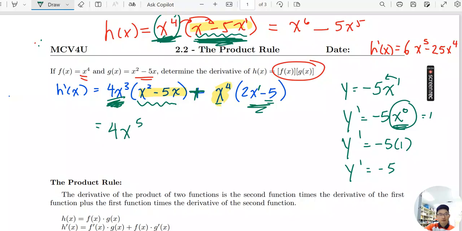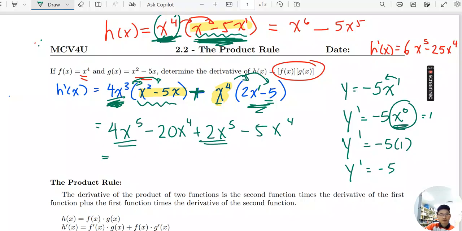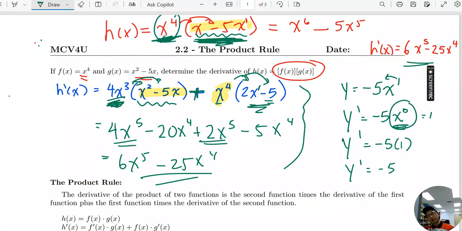Once you're there, if you were to simplify this now, multiply that in, I'll get 4x^5 minus 20x^4 plus 2x^5 minus 5x^4. We'll get 4x^5 plus 2x^5 is 6x^5 minus 25x^4. Same answer. Obviously, this seems like a lot more work, but you're going to see why in a second, as to why you need to know how to use the product rule.